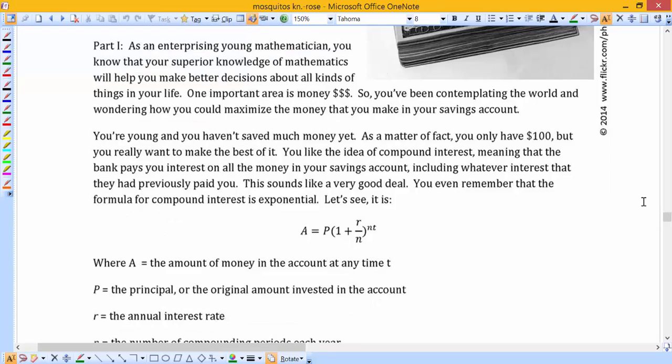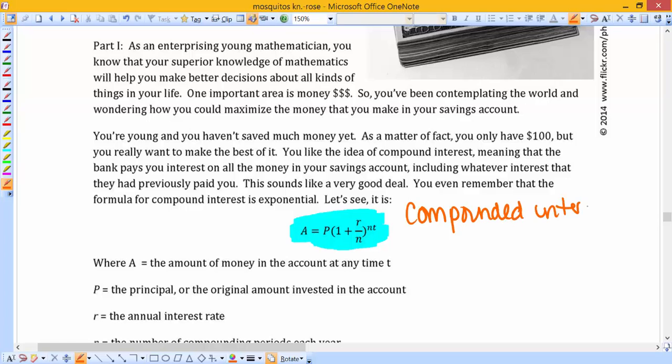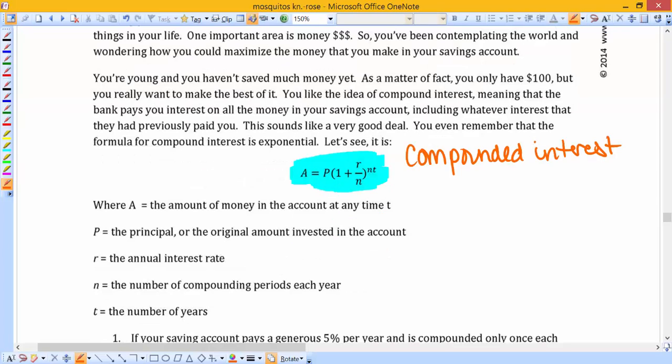You're going to be given formulas, so that's nice. You're definitely going to want to make sure that you know this one. This formula is used when you have compounded interest. And it's going to tell you how the interest is compounded.